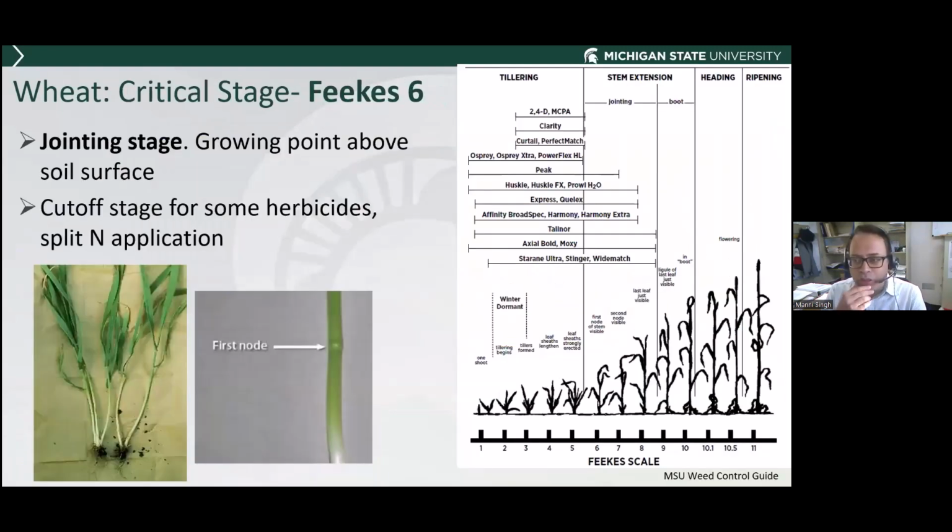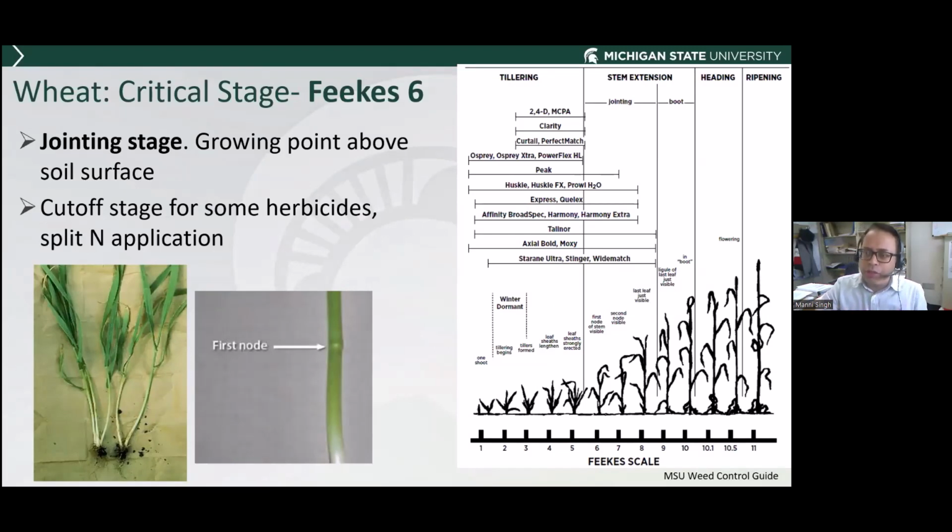In terms of important growth stages, Feekes 6 is one of the really important ones. We also call it jointing stage. As you can see in a couple of these pictures, that's where you can feel this first node above the soil surface. It's sticking towards the bottom of the plant. If you are out there, probably most fields in South and Central Michigan are already at this stage. And this one, again, as you can see here, is already a cutoff for split N application.